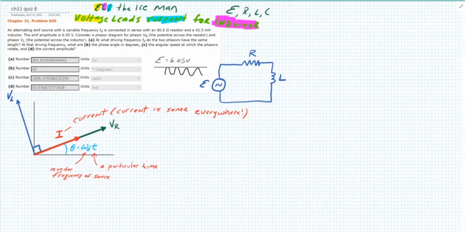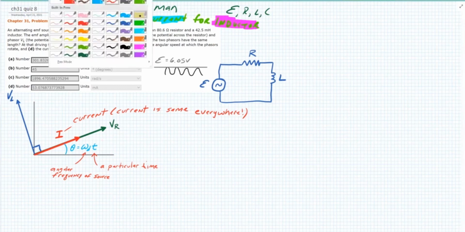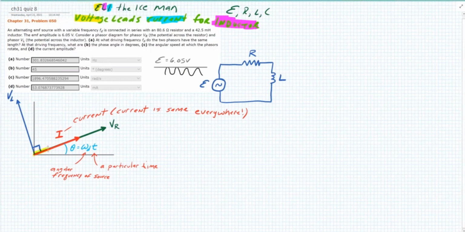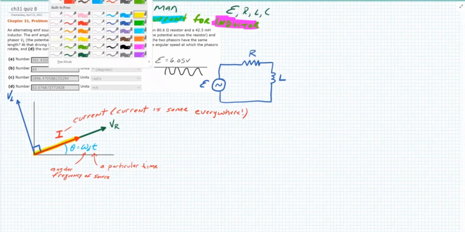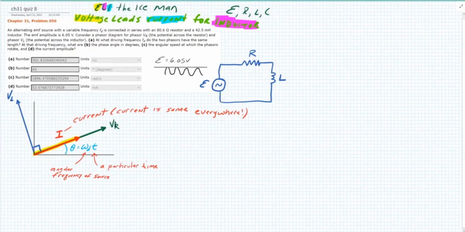And why are these in phase? Why am I drawing this red vector, which is the circuit current, perfectly lined up with this green vector, which is the voltage drop across the resistor? That's because, with a resistor, the current is in phase with the voltage drop.